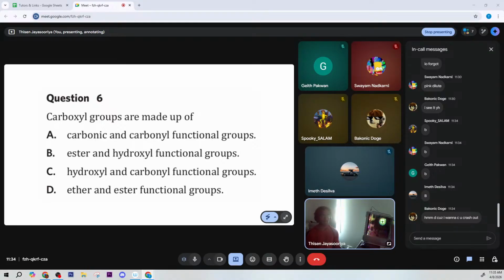carboxyl groups are made up of: A, carbonic and carbonyl functional groups; B, ester and hydroxyl functional groups; C, hydroxyl groups and carboxyl functional groups; D, ether and ester functional groups. So what are they made up of? A, B, C, or D?